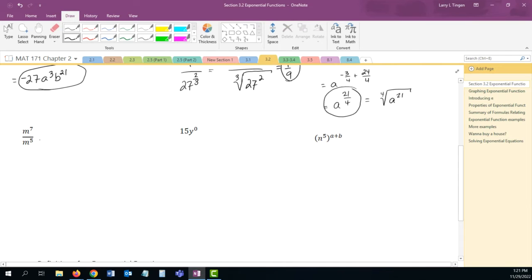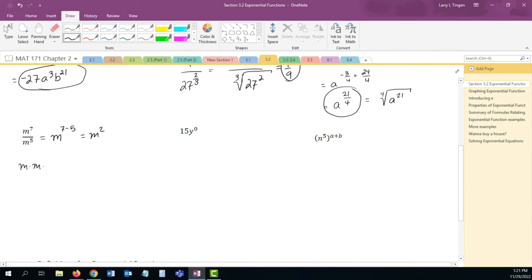Last 3, haven't seen this one yet. When you have division with the same base, it is subtraction of powers. M to the 7th divided by m to the 5th is m to the 7 minus 5, which is m squared.